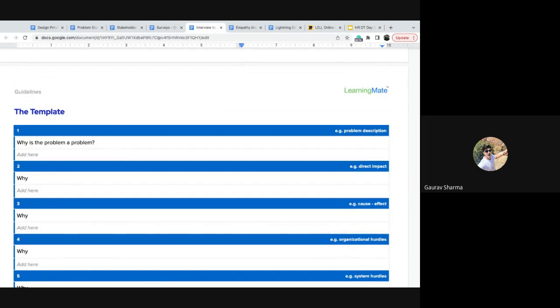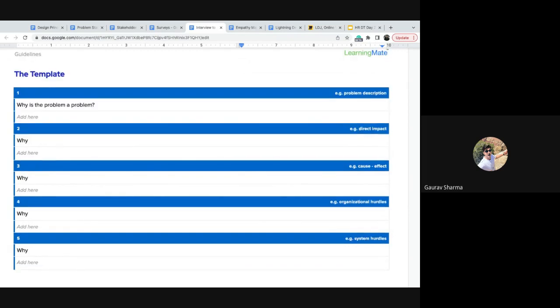So we start with why is this a problem, right? Example could be a problem statement, problem description, right? So I face this problem all the time. You ask, the first question could be, why is this a problem? Based on the response, you're going to again ask a why question, and that would give you a direct impact. Why the next response, right? And then the third why would give you the cause and the effect. The fourth why would give you the organizational hurdles, and then the fifth why is going to give you systems hurdles.